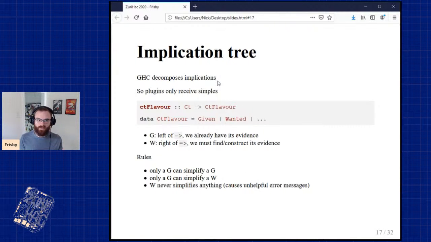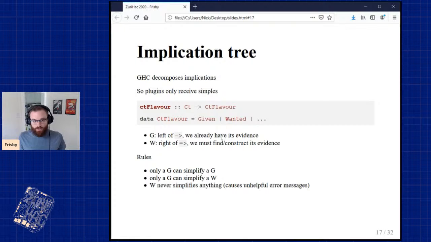So the solver automatically decomposes implications by burrowing into the right side and just collecting the things on the left as givens. And the things on the right become wanteds. So I haven't talked about the structure of Ct, but I'm talking about a property of it, which is its flavor, which is a very important concept for understanding plugins.